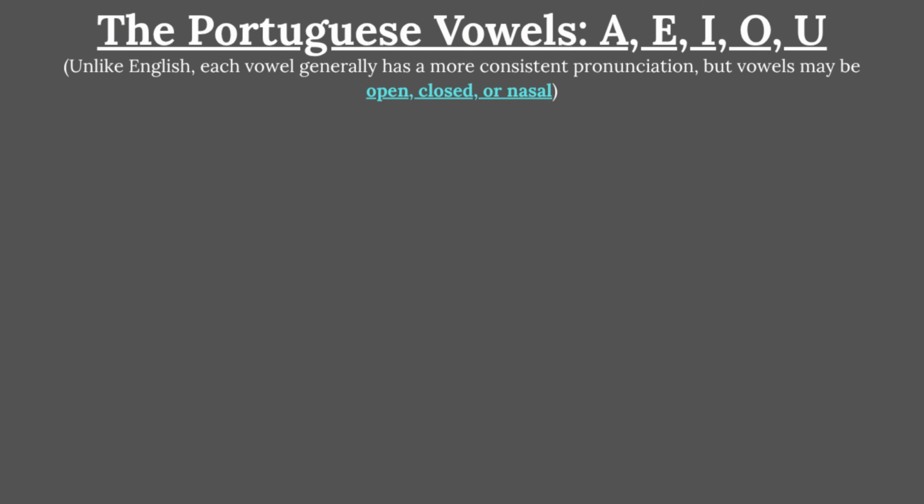Now, we can analyze the 5 basic vowels in Portuguese: A, E, I, O, U. Unlike English, each vowel generally has a more consistent pronunciation, but the vowels can be open, closed, or nasal, especially with accents.